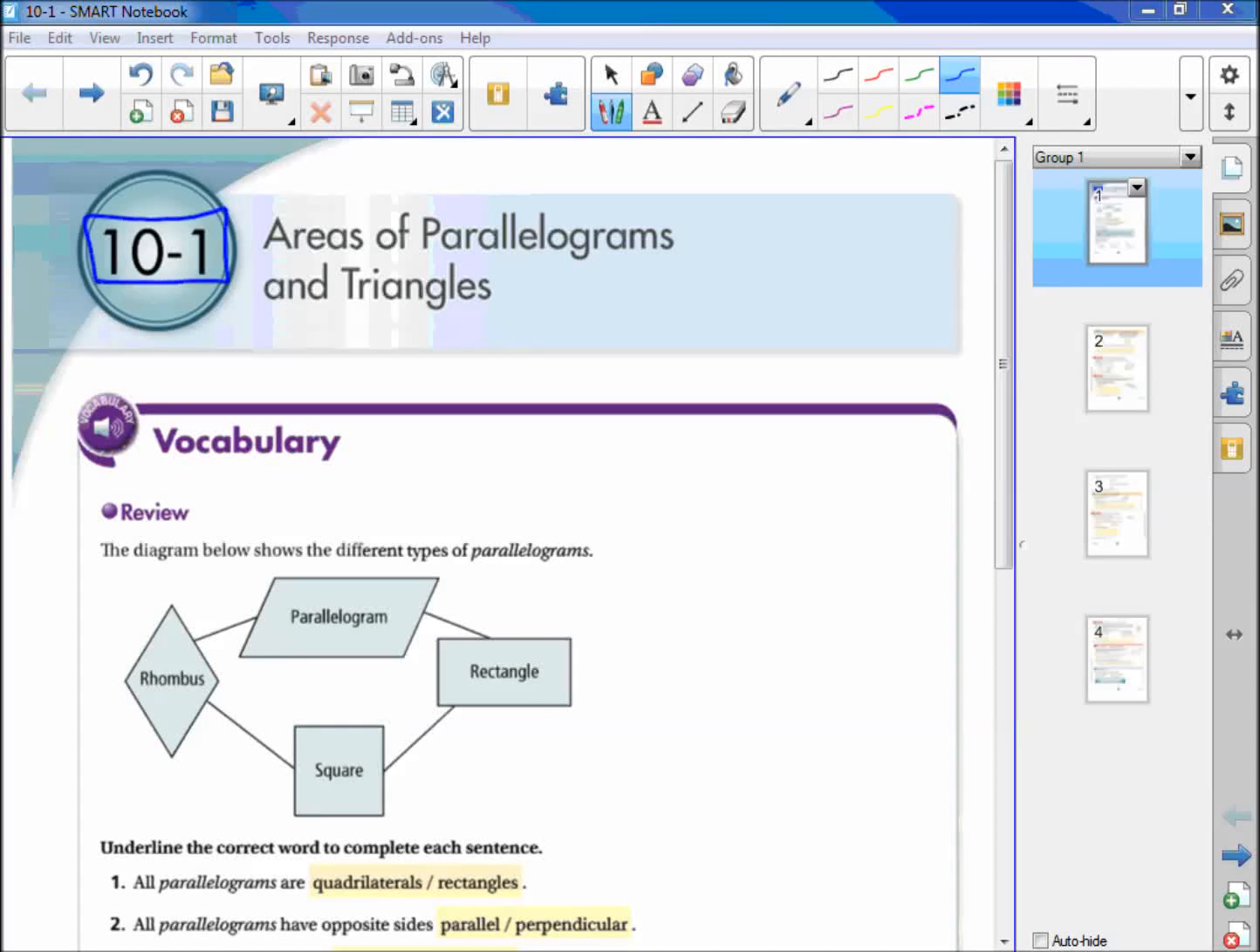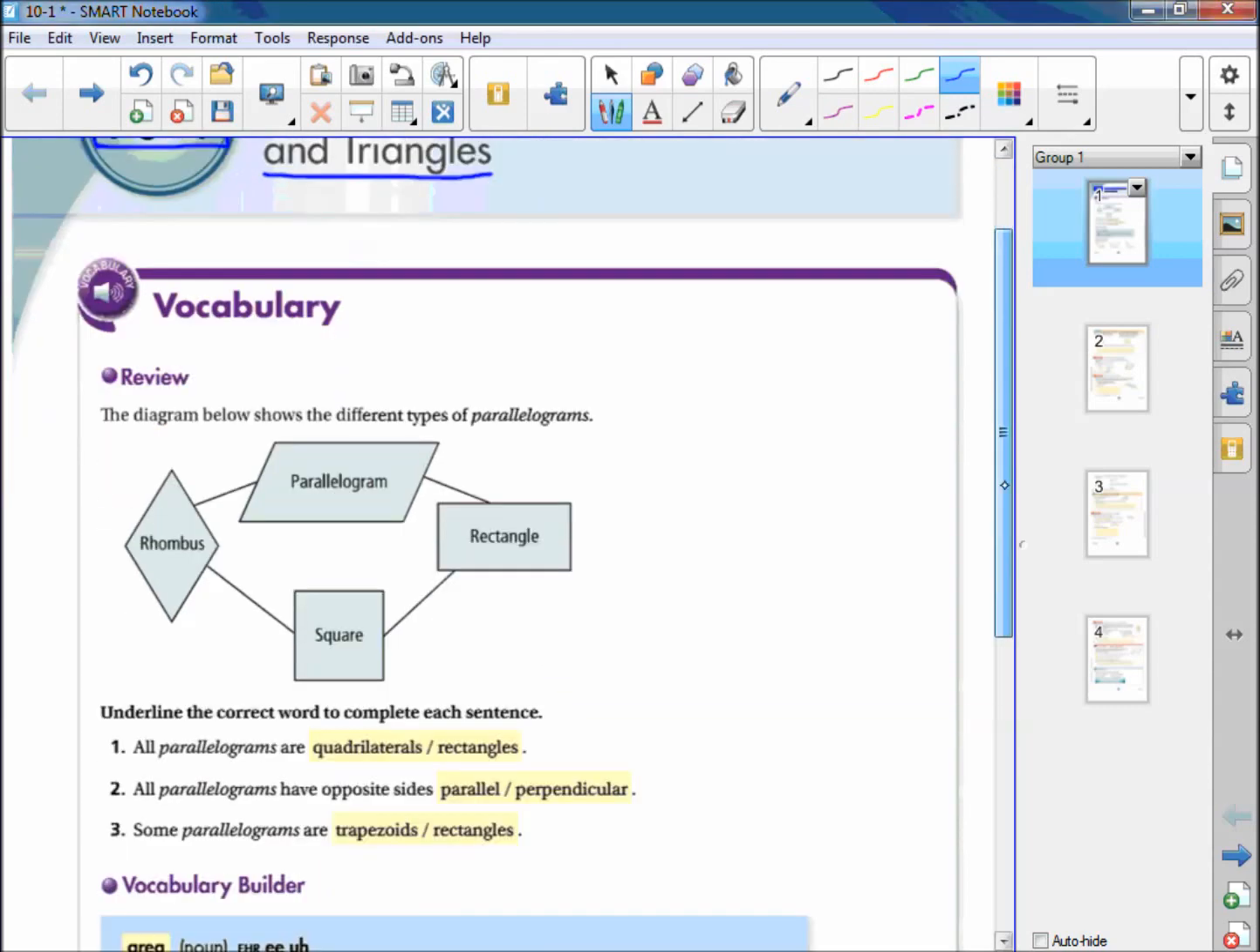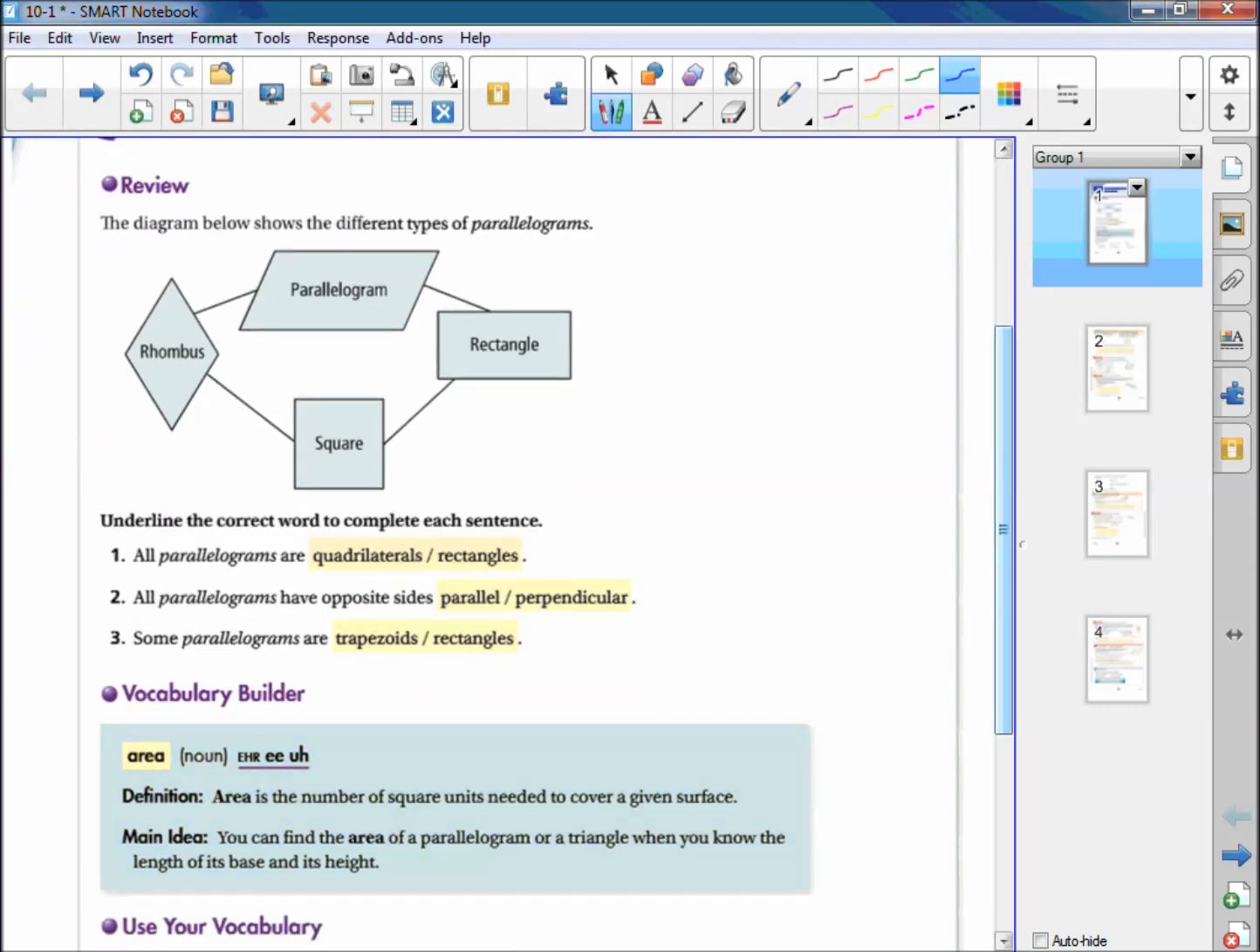Today we are covering section 10-1, areas of parallelograms and triangles. All right, so we have vocabulary here, some review. The diagram below shows the different types of parallelograms. Remember, a parallelogram is a quadrilateral, so it has four sides, where the opposite sides are parallel. The blue ones are parallel and the red ones are parallel to each other.